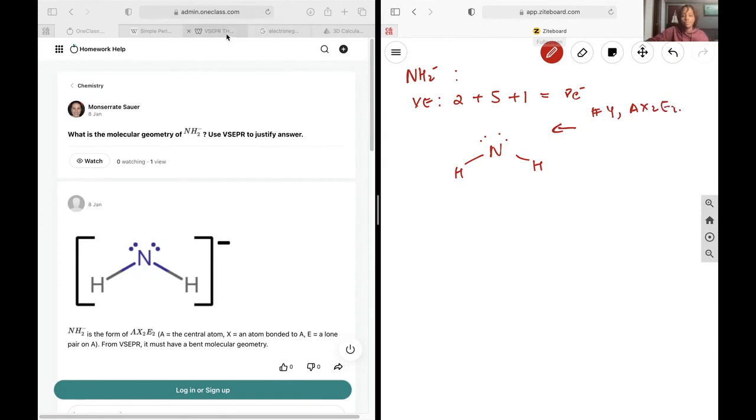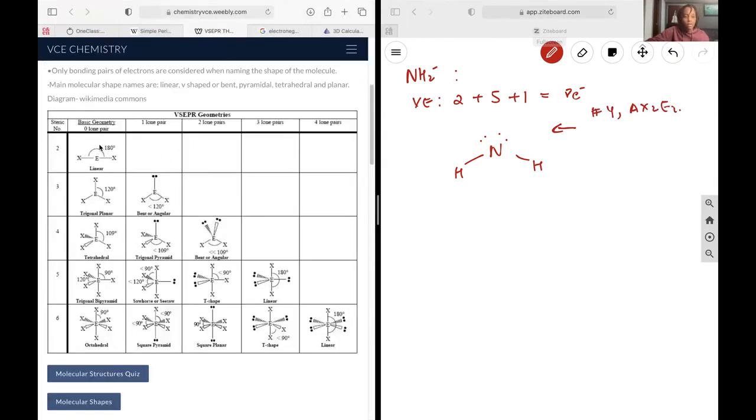So we just go to our VSEPR chart. The electron geometry would be tetrahedral. And the molecular geometry will account for the fact that some are lone pairs, and it will be bent or angular. So bent is the more common name.